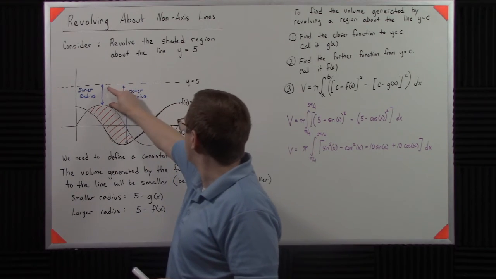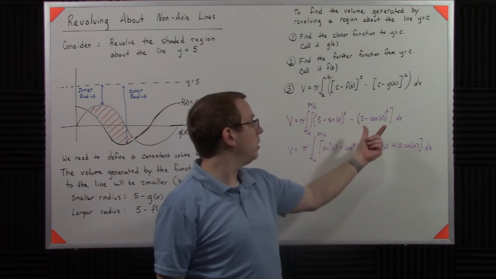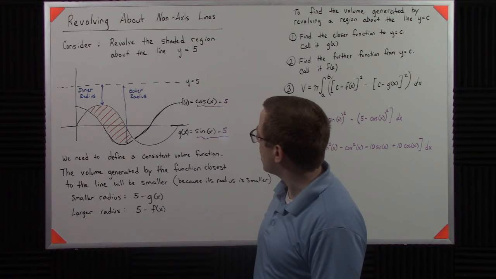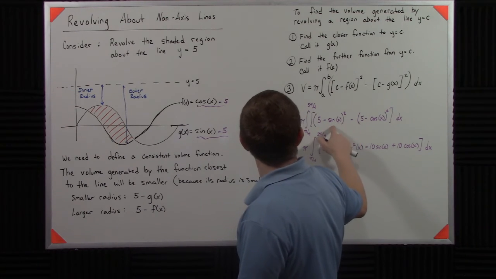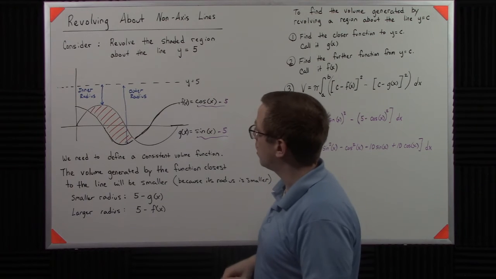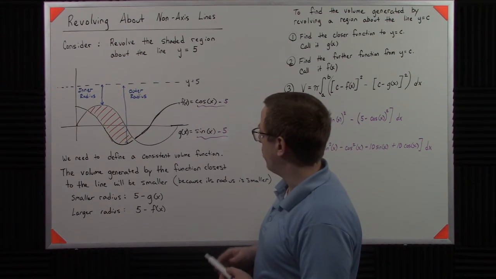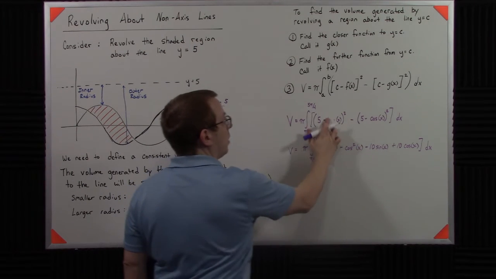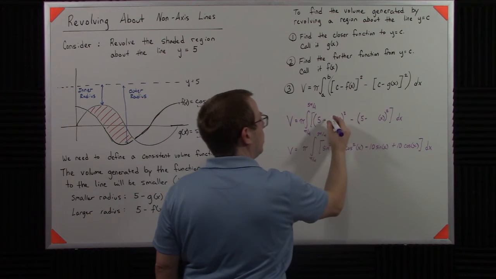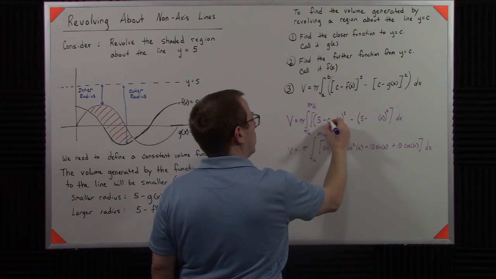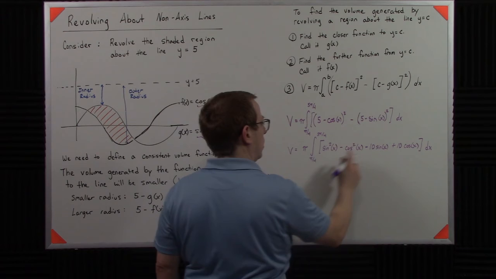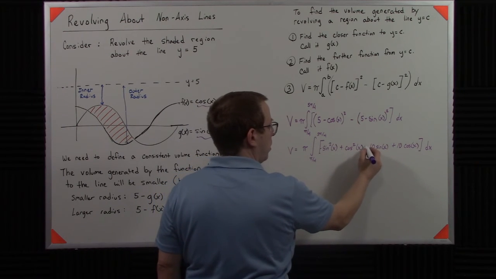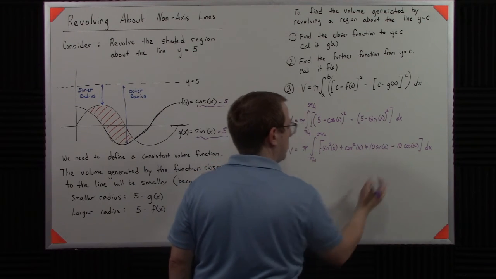I know the inner radius here is that sine function, so the inner function is the sine function, so that's wrong, right? That tells me that my outer radius is actually cosine. So this is wrong, right? So I get negative sine squared plus cosine squared plus minus.